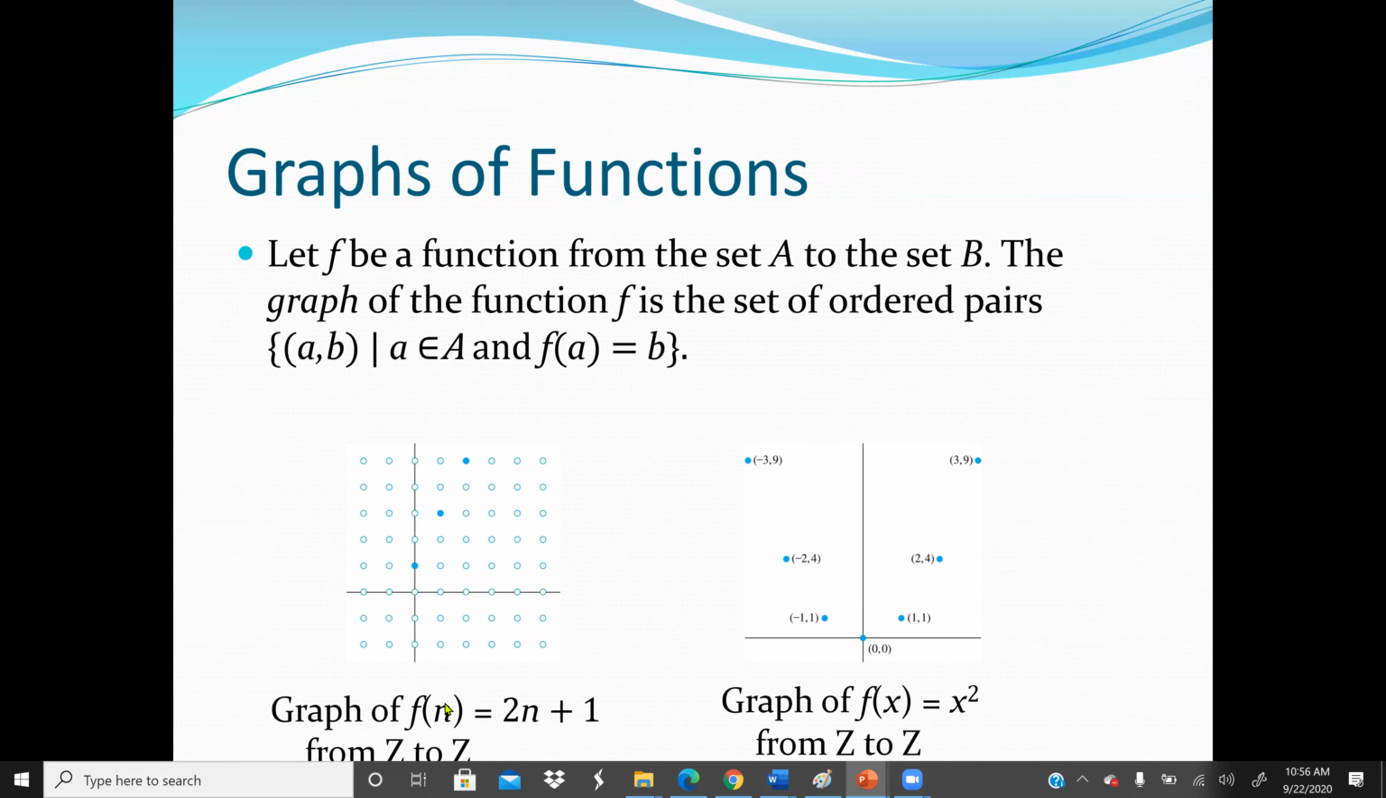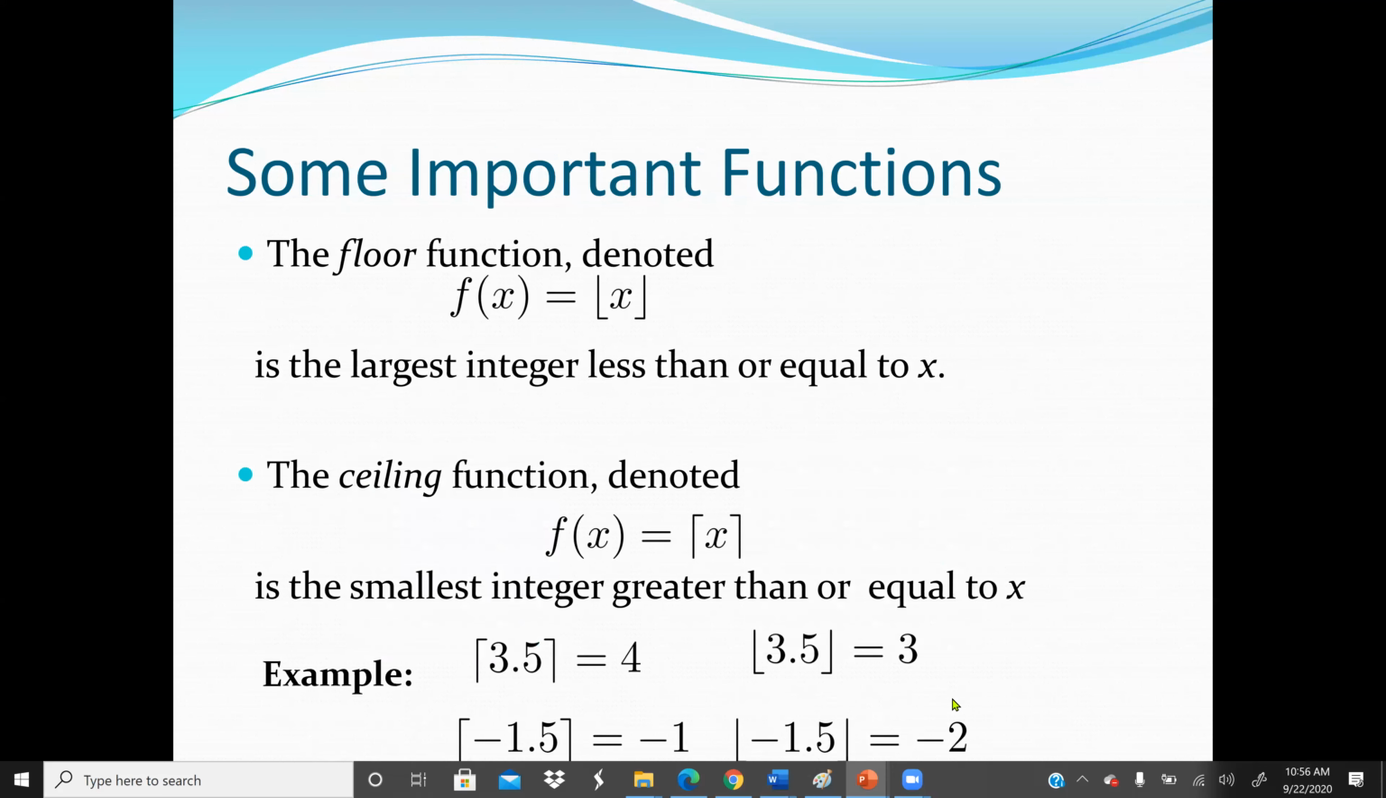So in a linear function, our variable exponent is 1. If it is x squared, you are going to get a parabola. So these are some of the important functions.